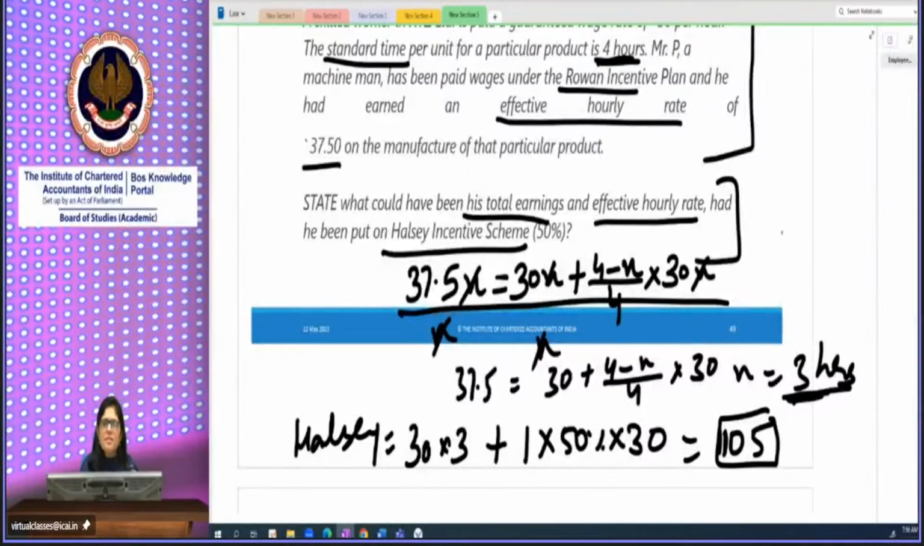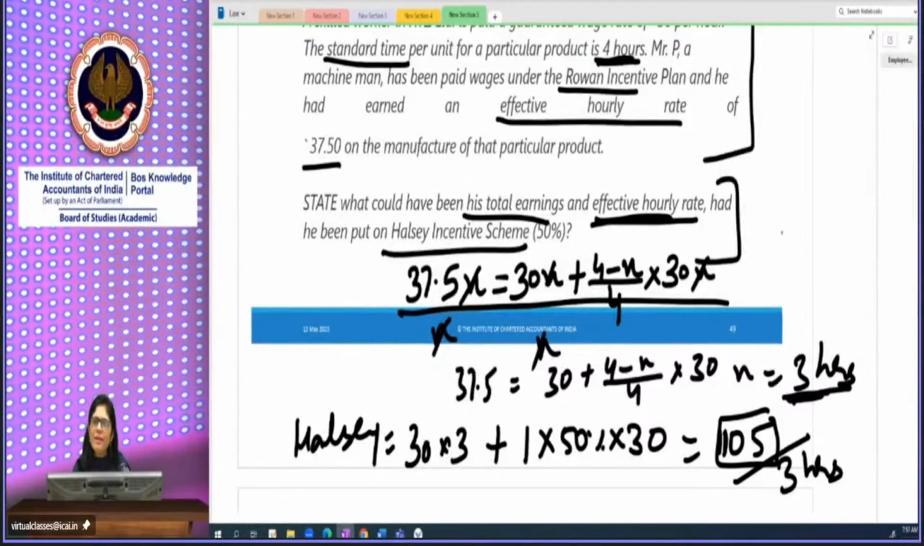Total earnings under Halsey is 105. You have to calculate the effective hourly rate also, divided by actual hours worked. How much are the actual hours worked? Come on, can you calculate? Actual hours worked is again 3 hours, the time taken. So how do we calculate the effective hourly rate?